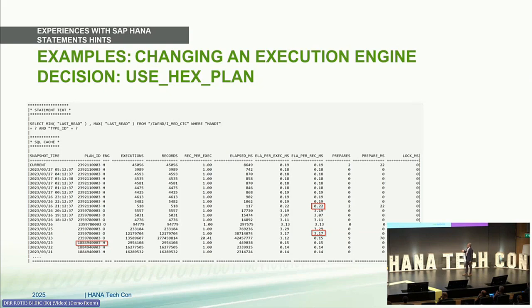We have here an agent change. Before the agent change, we had 0.15 milliseconds. After the agent change, we had almost 3-4 milliseconds. It is almost 20 times slower. Then we implemented a hint, and after that, the runtimes are normal.